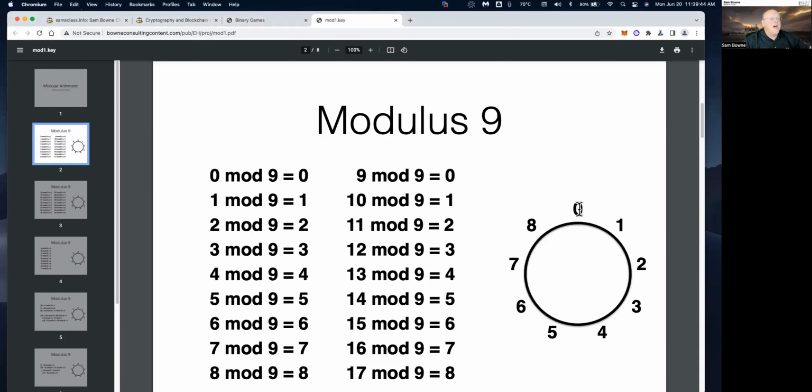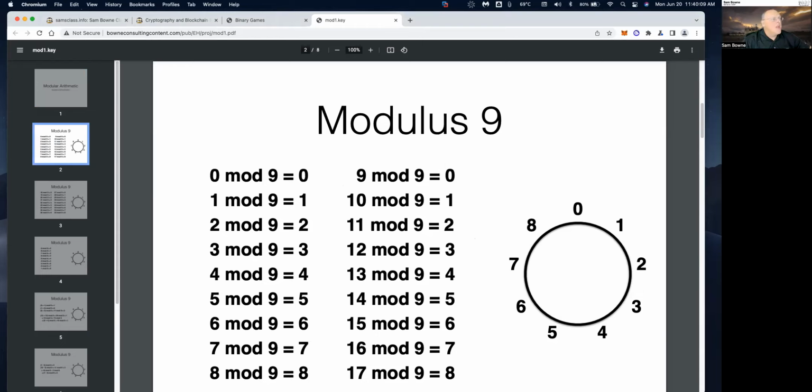So here's Modulus 9. You work on a ring from 0 to 8, just like a clock, which would be Modulus 12. And so if you have 8 and you add 1, you're back to 0. And if you have 1 and you subtract 2, you're back to 8. The answer is always on the ring. So they call that modulus. So to make something Modulus 9, you divide it by 9 and keep only the remainder.